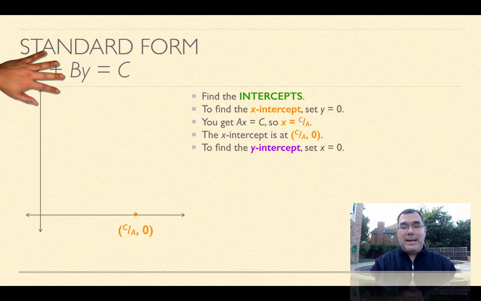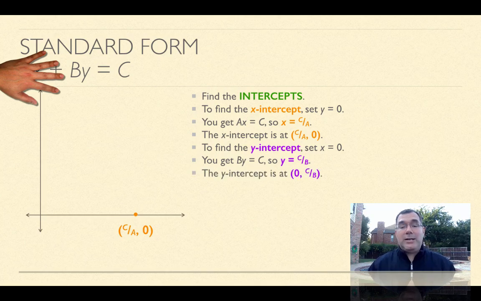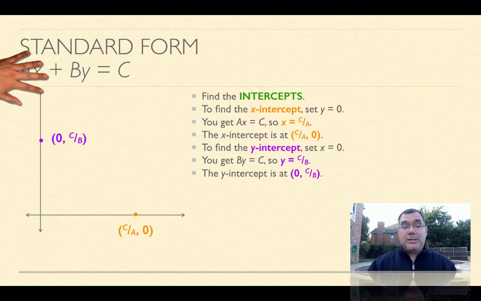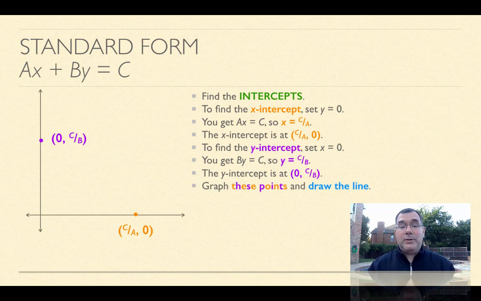If I set x equal to 0, that makes that whole ax term disappear, so I can just cover it up. And that leaves me with an equation of by equals c. If I divide both sides by b, I get y by itself equals c over b. So the x-coordinate is 0 because I set it to that, and the y-coordinate is c over b because I solved for that. So now I have 2 points. That's all I need to draw a line. I connect those 2 points, and I draw a line. Okay, so that's in theory how it works.